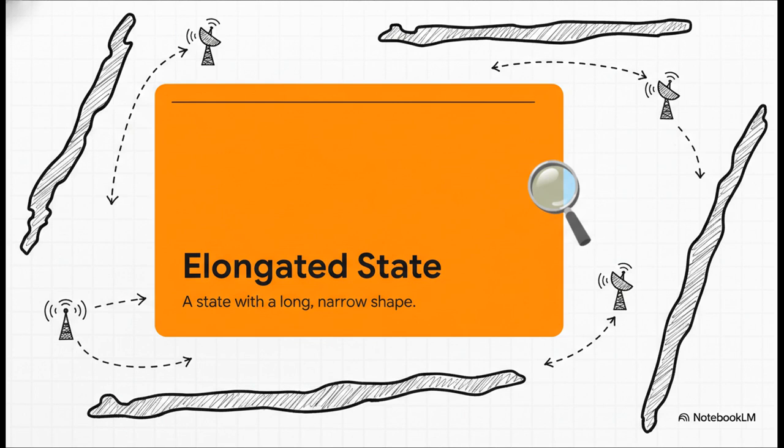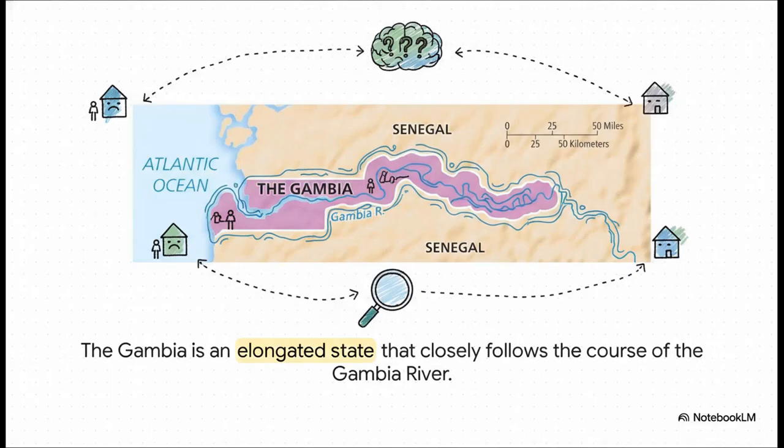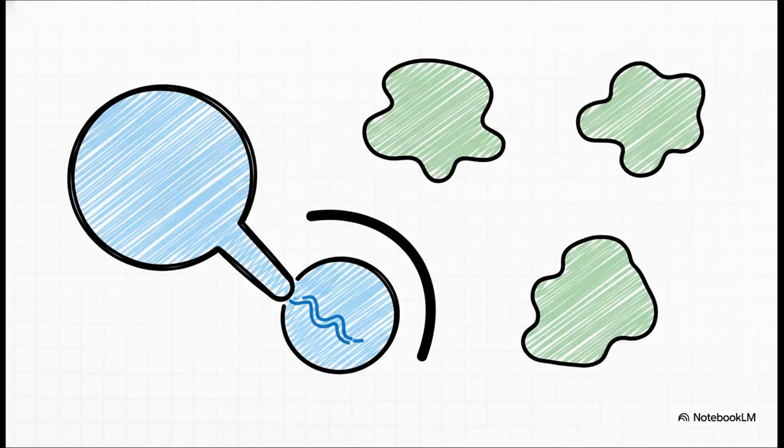A classic example is the Gambia. You can see it right here. Look at how stretched out the Gambia is. It's basically just built around the Gambia River, and it's completely swallowed up by Senegal. This shape can make people in the outer regions feel totally isolated and can be a real nightmare for the government to manage. Our third shape is the prorupted state.